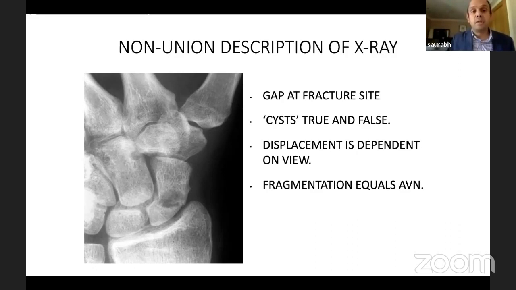And then of course, if you're thinking of a proximal pole, you will think of blood supply, you'll think of avascular necrosis and fragmentation. For any non-union work in scaphoid, you'll get your CT scan. You can even get an MRI to look for avascular necrosis.